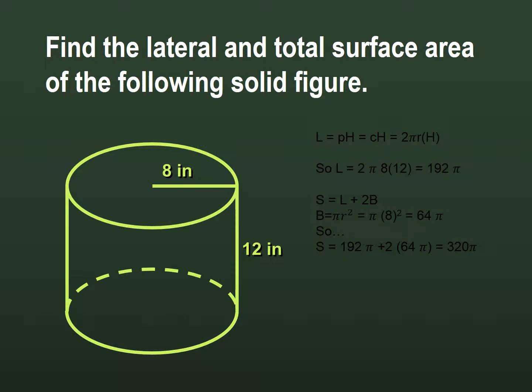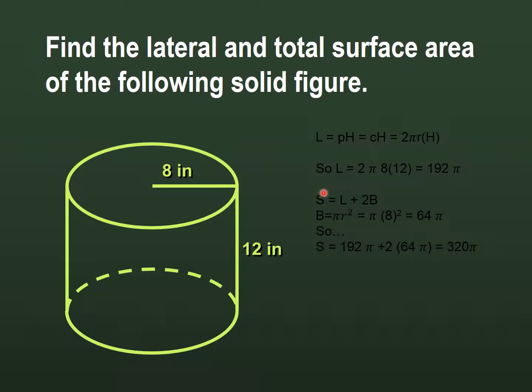All right, let's do a lateral and total surface area of this figure. So remember, lateral surface area of a cylinder is perimeter times height, but since it's a circle, it's circumference times height. And since it's circumference, it's 2 pi r times the height. So that means the lateral surface area for this figure is 2 times pi times 8, since that's the radius, times 12, since that's the height. So we get 192 pi.